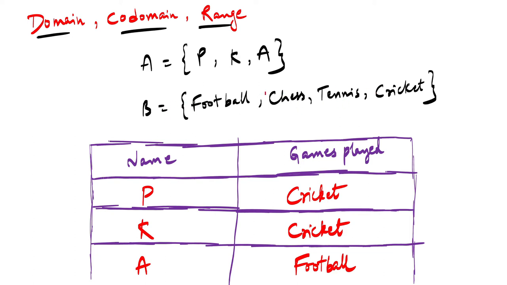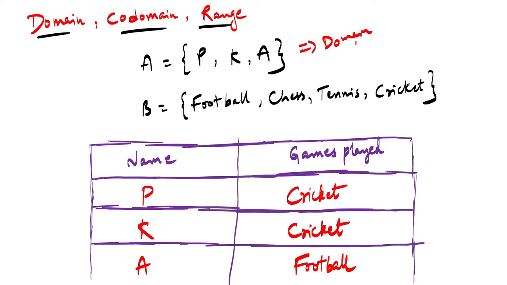So these are the games played by P, K and A. And now I related P with cricket, right? Because P plays cricket, K also plays cricket and A plays football. Now we can define domain as what can go into a function. So here P, K and A, this is my domain.